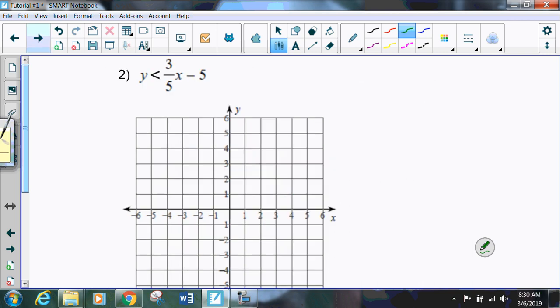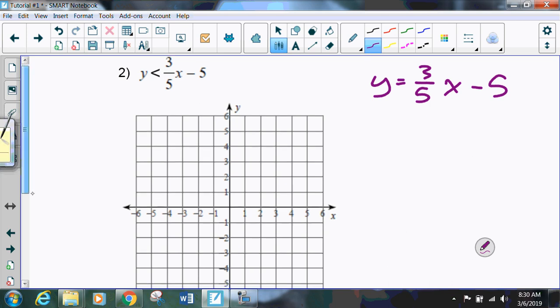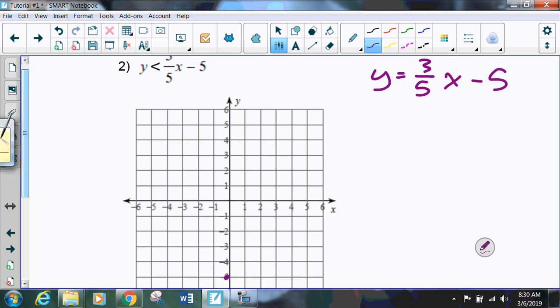All right, so let's do the same thing but with a different problem. First step is going to be, let's pretend that we have a line here. We're going to get our 2 points, and then we're going to stop. We're going to get our y-intercept, which is negative 5. And then we're going to get our slope, which is up 3, 1, 2, 3, over 5, 1, 2, 3, 4, 5. Get our 2 points, and then we stop.